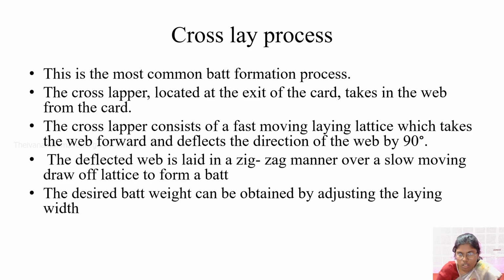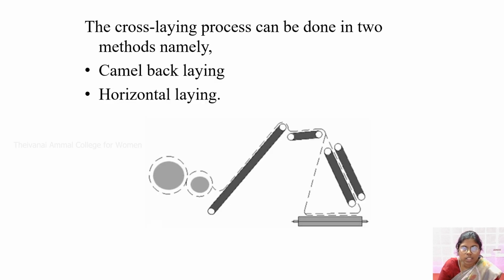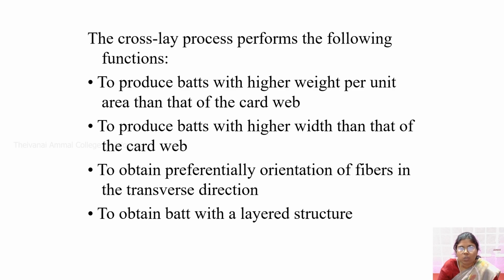In this cross-lay process, you have two types, camelback laying and horizontal laying. What is the objective of this cross-lay process? As you can see, first you will get a bat with a higher weight per unit area. In both parallel lay and cross lay, you will get a bat with a higher weight, because of course the webs are arranged one over the other, so obviously the weight will be higher.